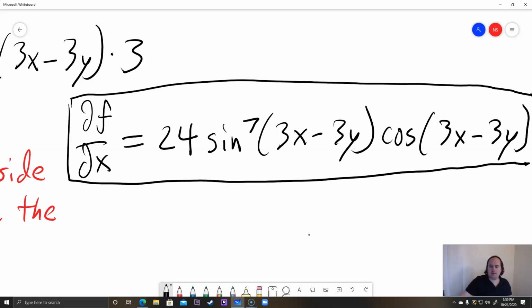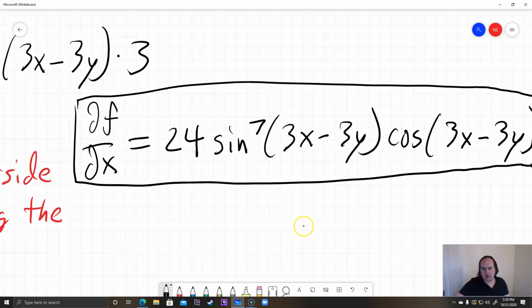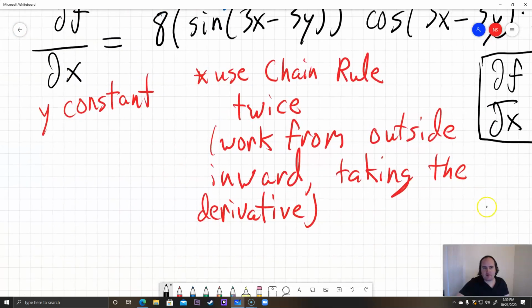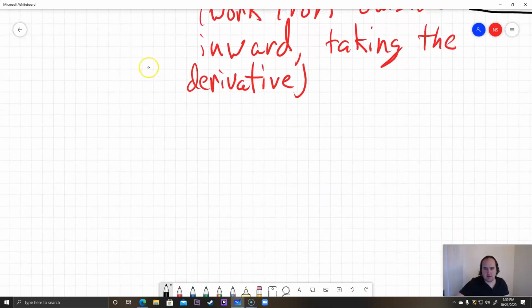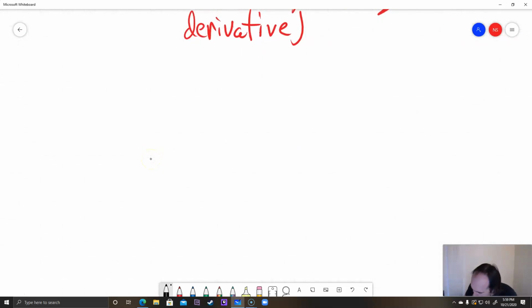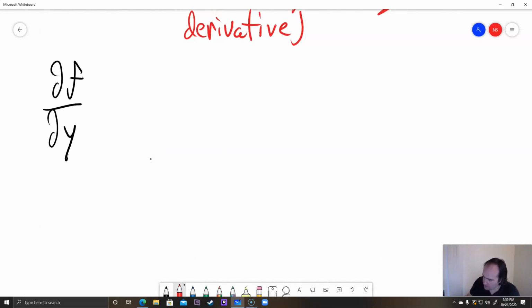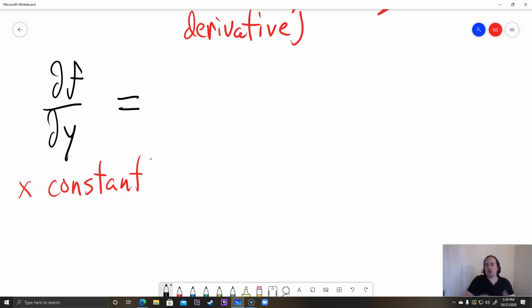All right, and then the only good news is partial f partial y is going to be almost identical. It's just at the end, we're going to be taking the derivative with the other variable being constant. So this time y was constant for partial f partial x. So if we do partial f partial y, this time x is going to be constant. Okay? But most of the rest of the problem is going to be the same in that we work our way inward from the outside.